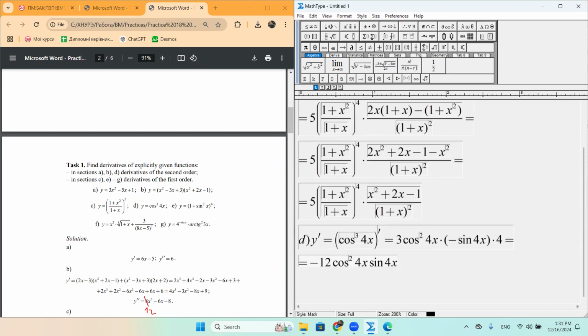And I suggest you simplify this expression, because we will have to find the second derivative, and we will have to differentiate this product of composite functions, and it is not really convenient. So to avoid mistakes, let's transform this product of trigonometric functions into a sum. It's more convenient to differentiate a sum rather than a product.